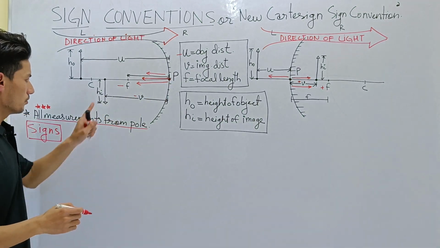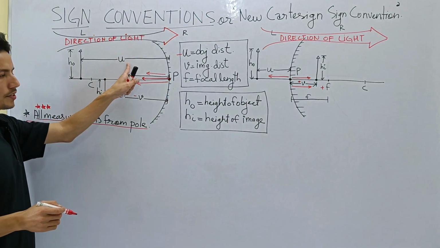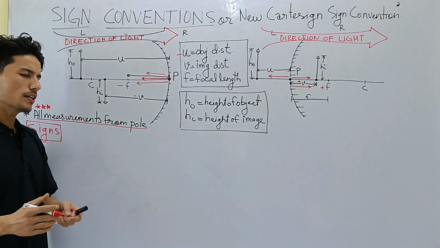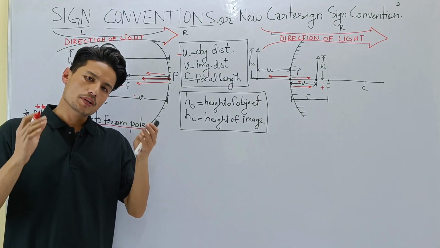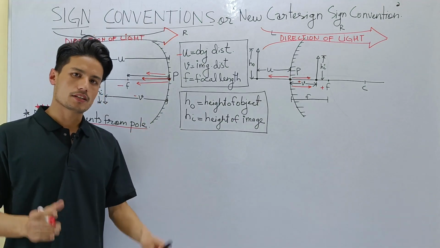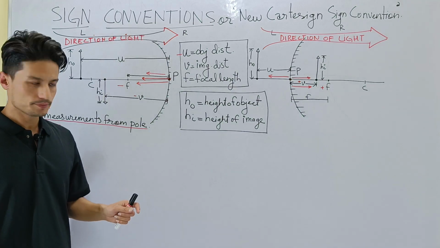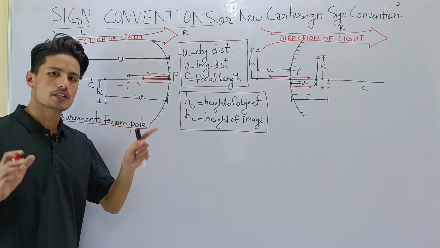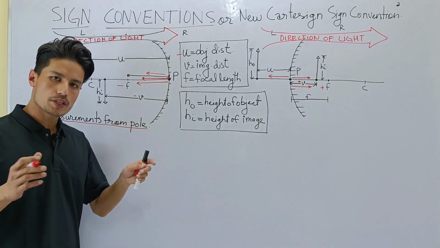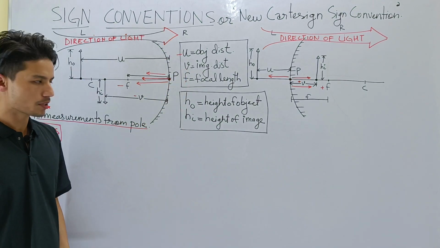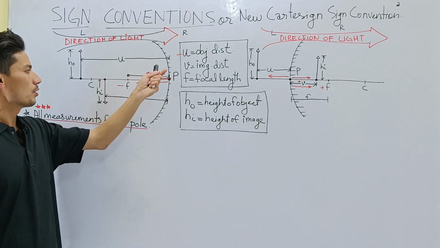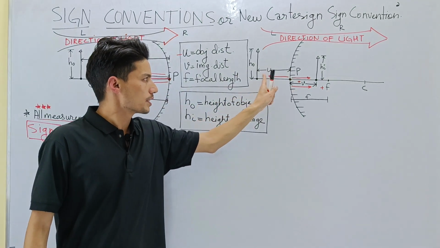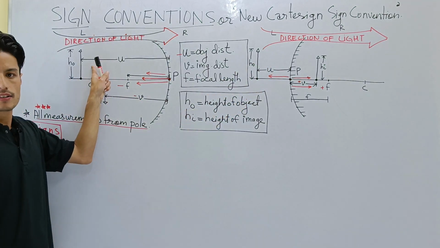So for this mirror, the object is negative. For the object you need not worry, the object will always be negative. Whenever you are doing numericals, do not forget to put minus there, because the object will always be kept on the left side of the mirror. Whether it is concave or convex, look at the object, it is always on the left side.